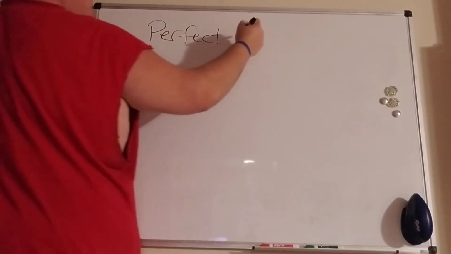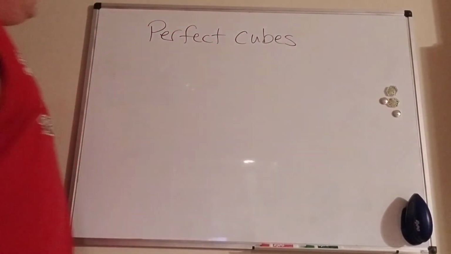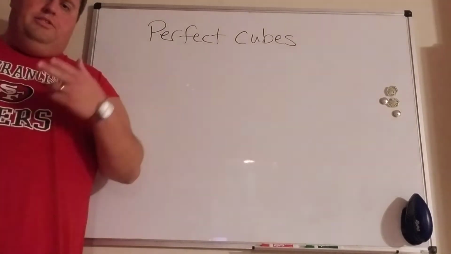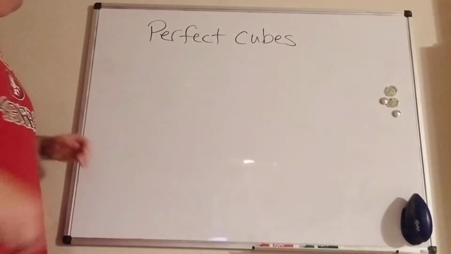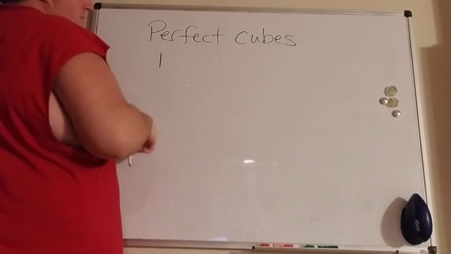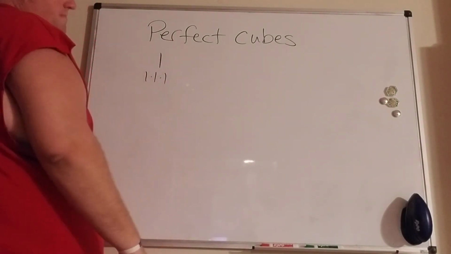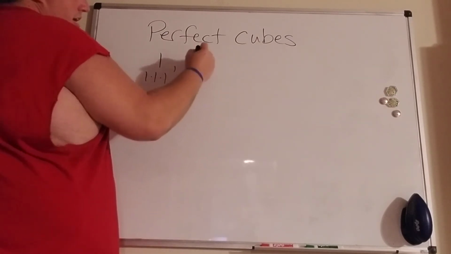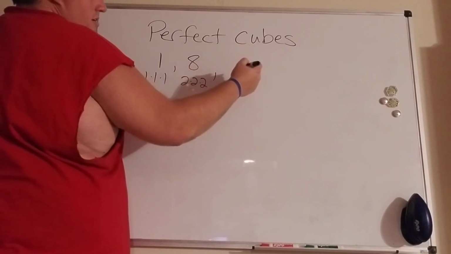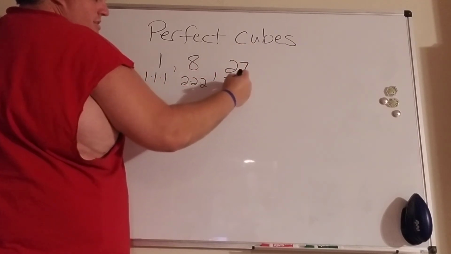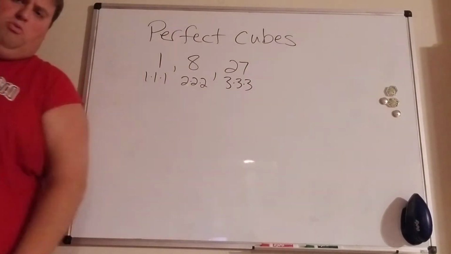Perfect cubes are just like perfect squares, right? Except we're doing a number times itself 3 times. So for example, 1 is a perfect cube because 1 times 1 times 1 is 1. We did 8 already. That's 2 times 2 times 2. We did 27. 3 times 3 times 3, right? All of these numbers are perfect cubes.